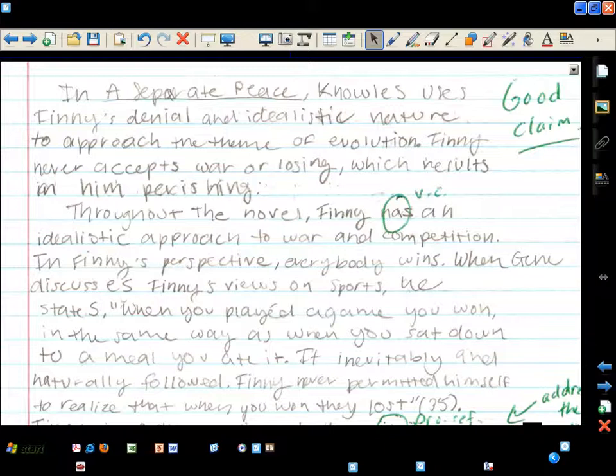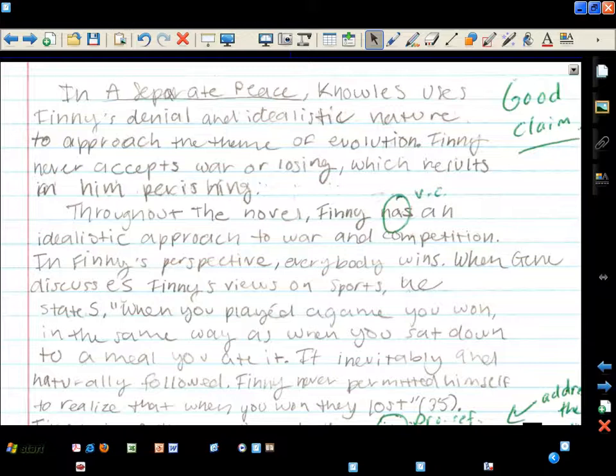She has a follow-up sentence which elaborates a little bit on the claim, thus making sure that I fully understand, and then breaks paragraph. Throughout the novel, Finney has an idealistic approach to war and competition. Topic sentence, very clear. In Finney's perspective, everybody wins. When Gene discusses Finney's view on sports, he states, nice quotation integration here, by the way. He states leads me into the quotation. She gives me a little bit of a background.